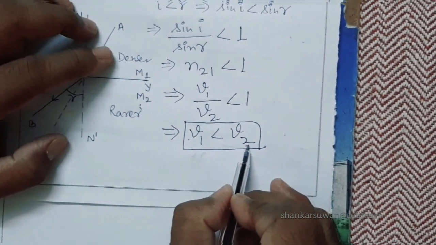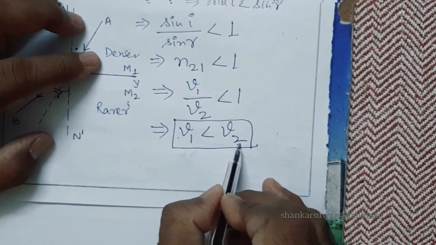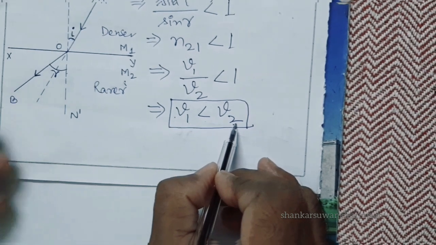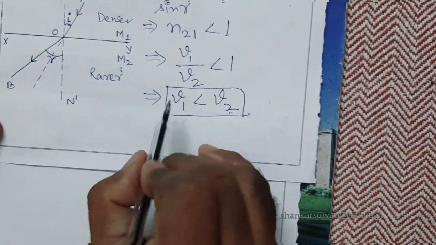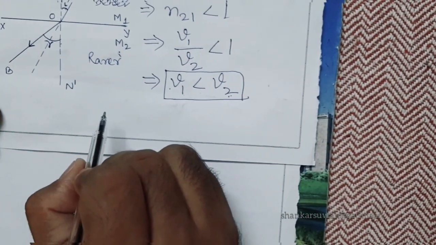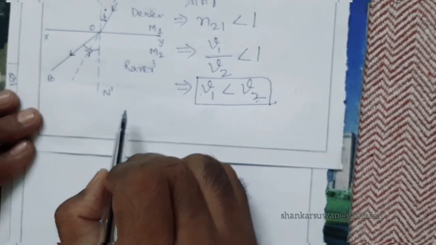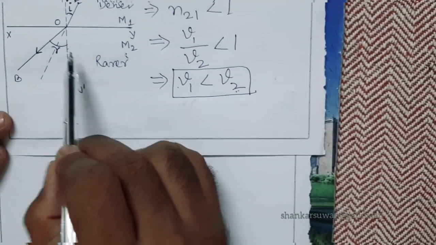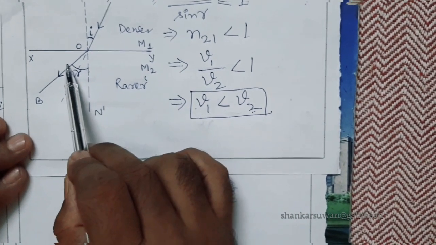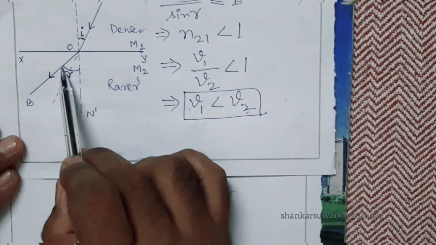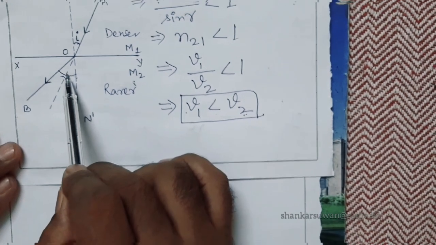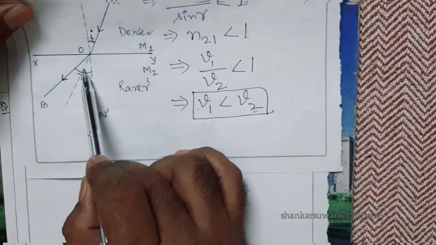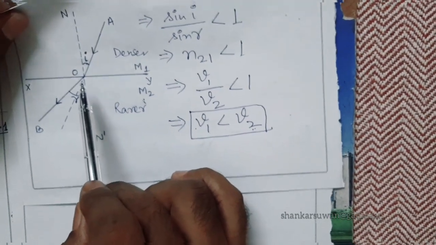Recall the previous video, where I explained the denser medium and rarer medium. So, what conclusion can we draw here? When any ray of light enters a rarer medium from a denser medium, it moves away from the normal. You can see here. This is the second case.